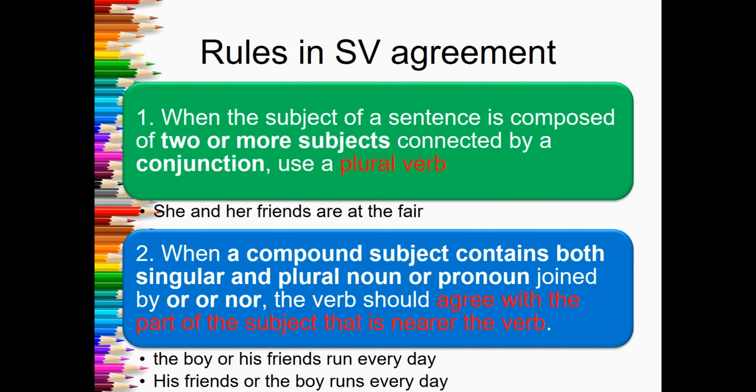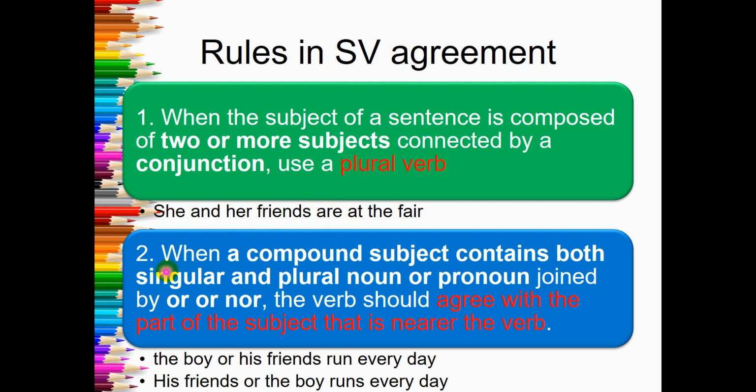There are several rules in subject verb agreement that you have to pay attention to. Let's discuss one by one. Rule number one: when the subject of a sentence is composed of two or more subjects and it is connected by a conjunction, then use plural verb. For example, she and her friends are at the fair. Here we have she and her friends, and the two are connected with the conjunction and. Since it is more than one person, we have to use plural form. So it becomes she and her friends are at the fair.